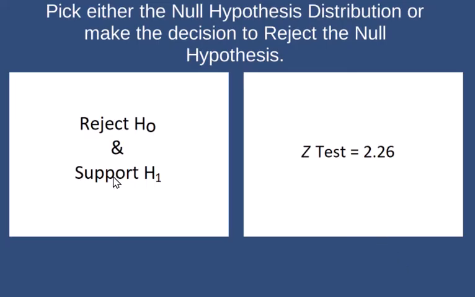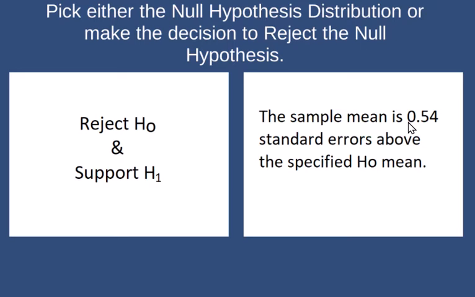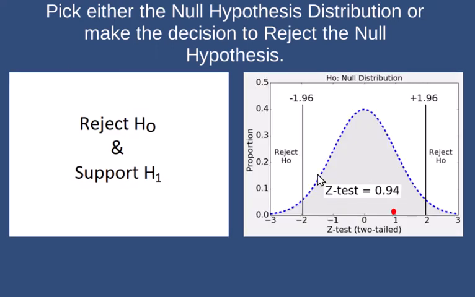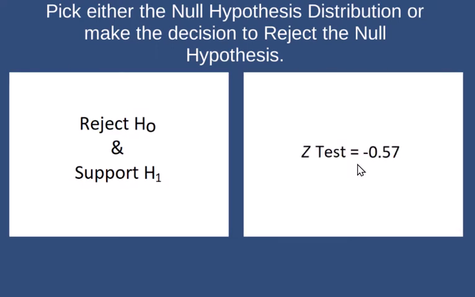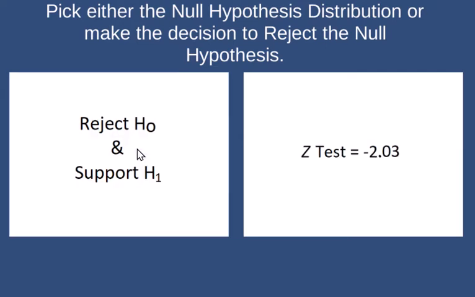Here we go. So z-test 2.26, reject. Z-test of 0.69, retain. Z-test of negative 0.26, retain. Z-test of negative 2.6, reject. Basically, it's a z-test of 0.54, retain. It's like a z-test of negative 1.15, retain. Z-test of 2.07, reject. Z-test of 0.94, retain. Z-test of negative 0.57, retain. It'd be like a z-test of 2.34, we go ahead and reject. A z-test of negative 2.03, reject.